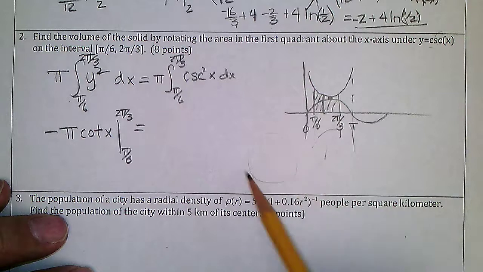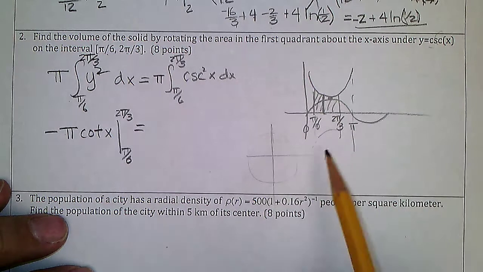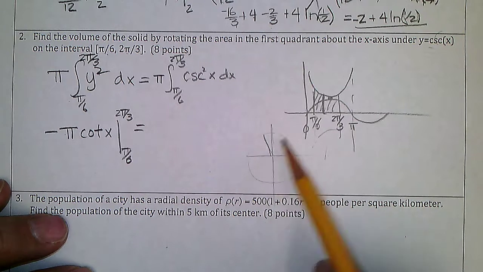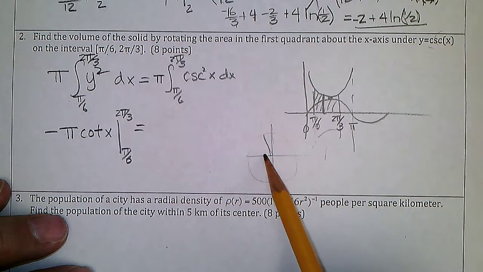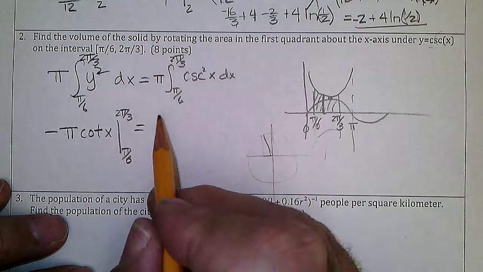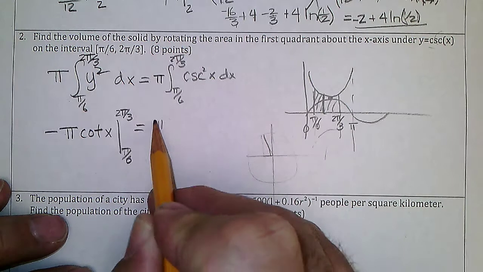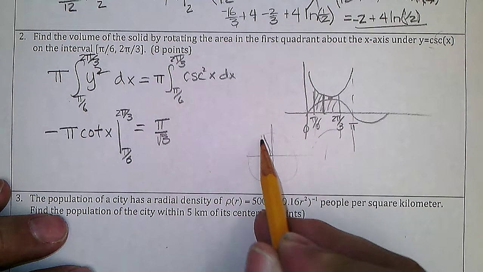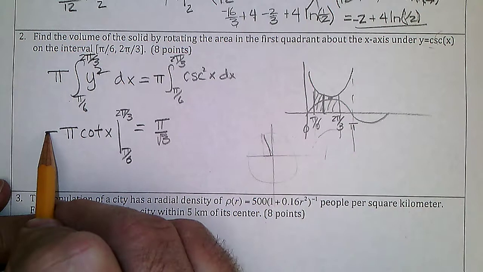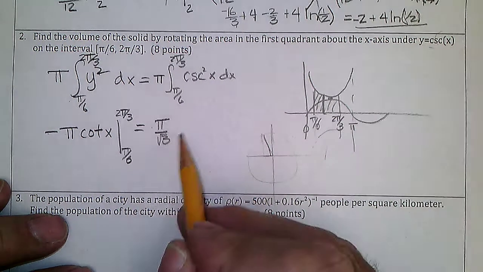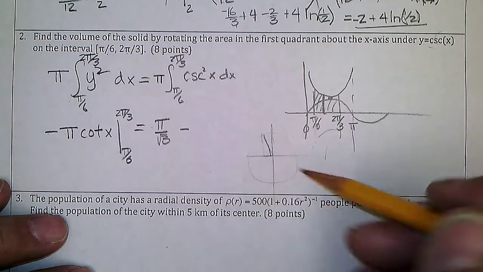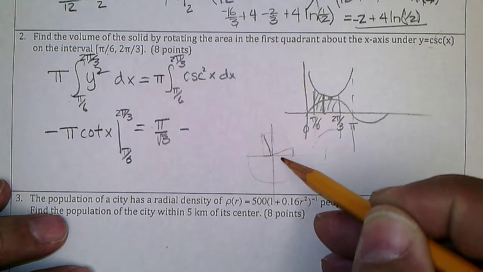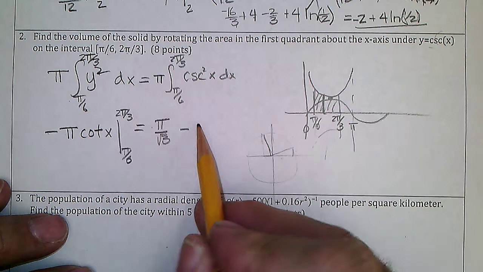Cotangent, just thinking about the unit circle, cotangent at 2 pi over 3, cotangent's cosine over sine, so that's 1 over the square root of 3. So we got pi over the square root of 3, and that would be negative. Cotangent's negative there, and a negative, that makes this positive. Minus, and pi over 6 is here. The cotangent would be square root of 3 over 1 times pi.